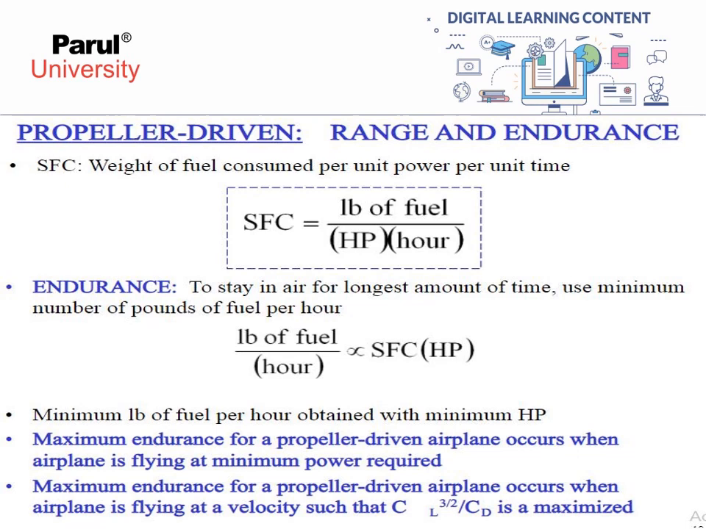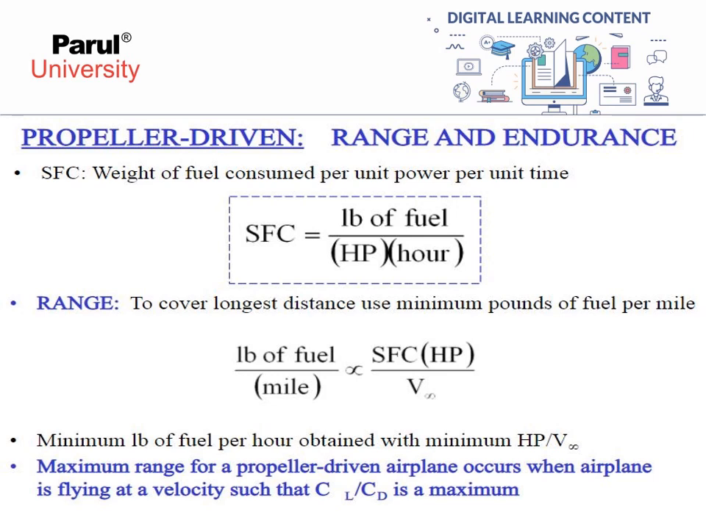Okay. Now for propeller driven range and endurance, the SFC is weight of the fuel consumed per unit power per unit time, equal to lb of fuel upon HP into hours. For endurance, to stay in the air for the longest amount of time, use the minimum number of pounds of fuel per hour. Pounds of fuel per hour is directly proportional to SFC into HP, so minimum pounds of fuel per hour is obtained with minimum horsepower. Maximum endurance for a propeller driven aeroplane occurs when the aeroplane is flying at minimum power required, at a velocity such that CL to the power 3 by 2 upon CD is maximum.